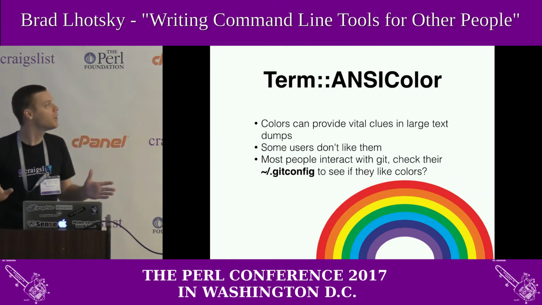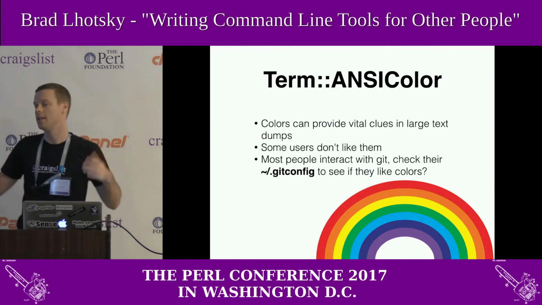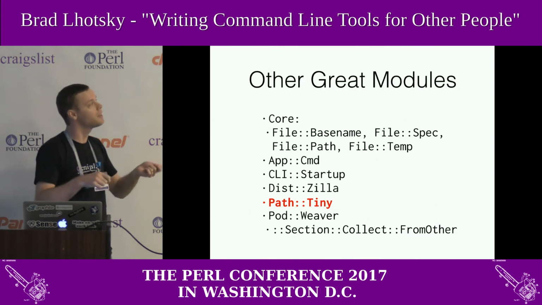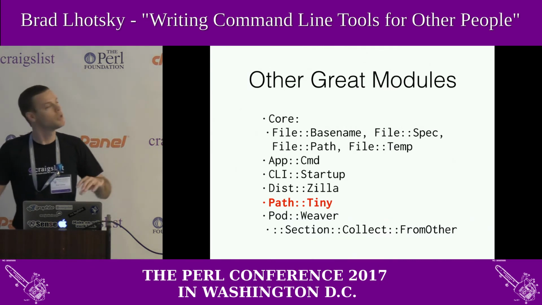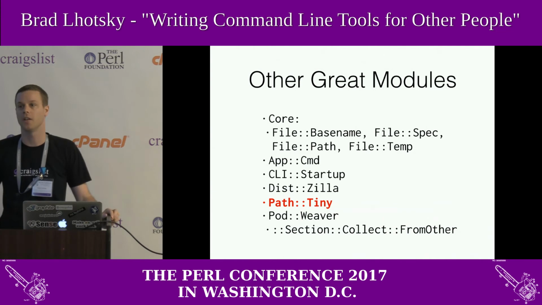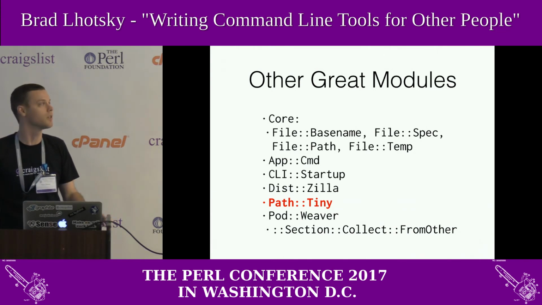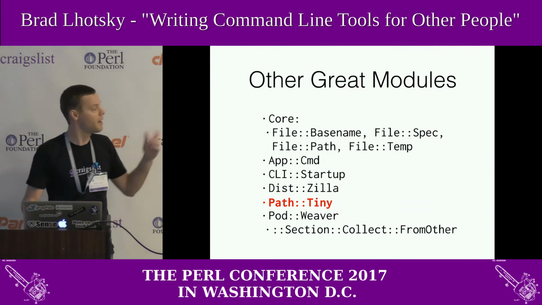Like I said, some users don't like them, but almost everyone is running Git these days, right? So in Git, there's a color.ui auto variable. So your command line script could peek into that user's .gitconfig and automatically turn colors on and off if that's something you want to do. And I highly recommend that.